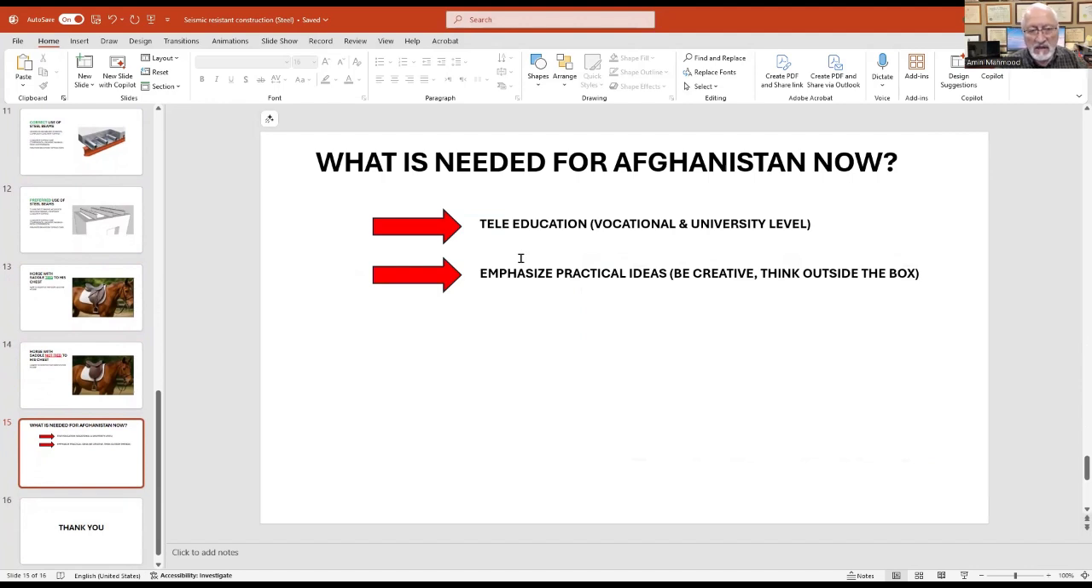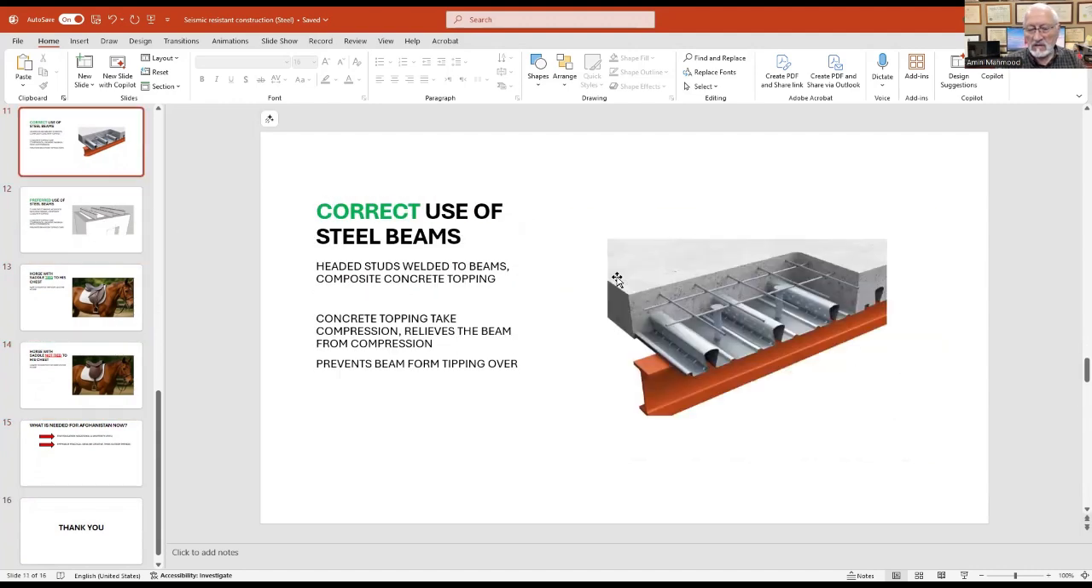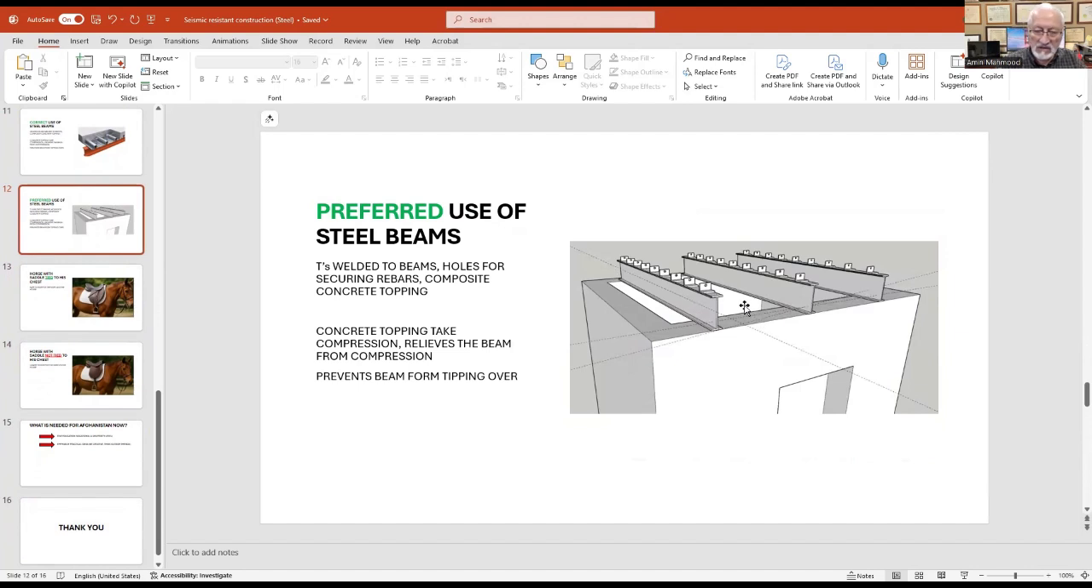We need tele-education, vocational training for carpenters, masons, anybody who uses these things without a college degree, and also university-level students should be taught. Practical ideas, to be creative, not just think outside the box. In other words, these angles welded to it are not in books. That's something we have to think about, thinking of our own past experience.